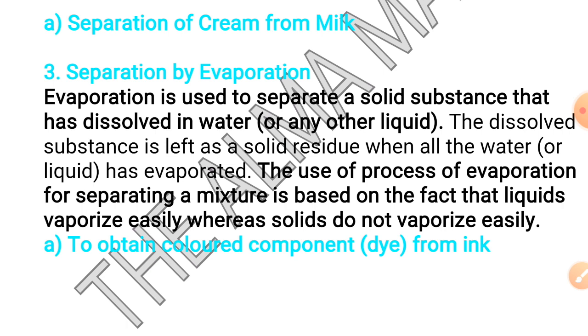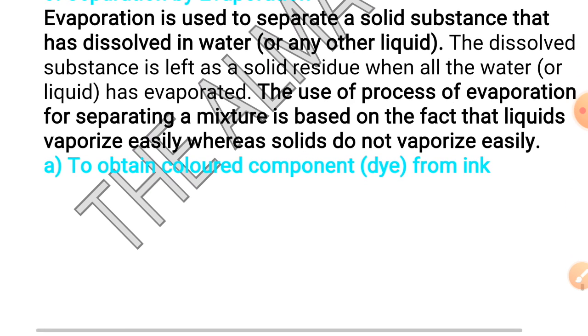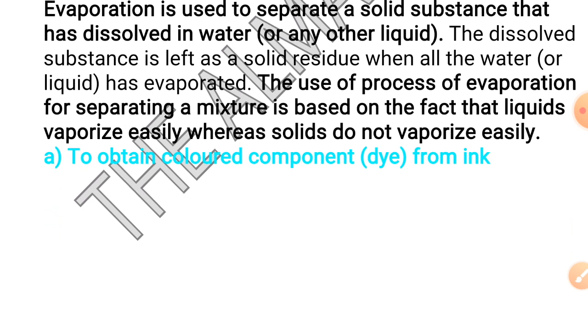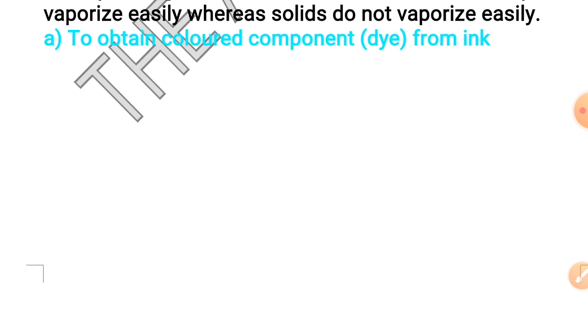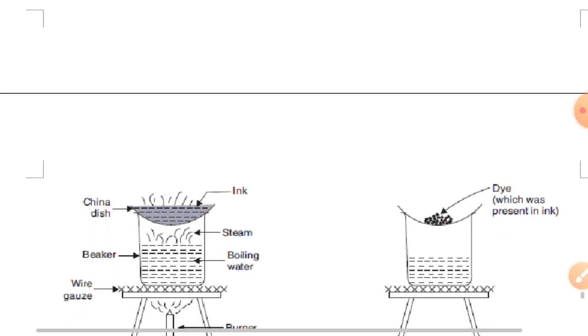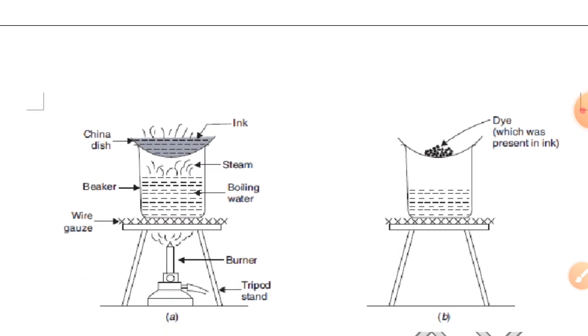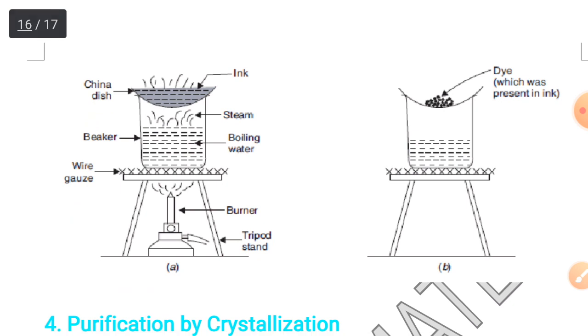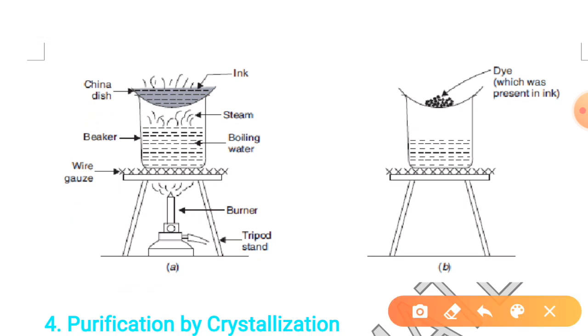Now we are seeing the examples. First is to obtain the colored component, which is dye, from ink. So basically ink is a mixture of your colored component and water. To perform this activity, look students, we will do this kind of setup. We have taken a tripod stand, and here is your burner. We have placed a wire gauze because we don't want to provide direct heat. Now in this beaker we have taken water.